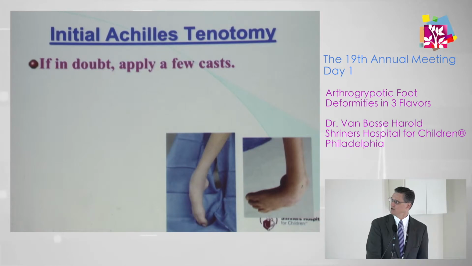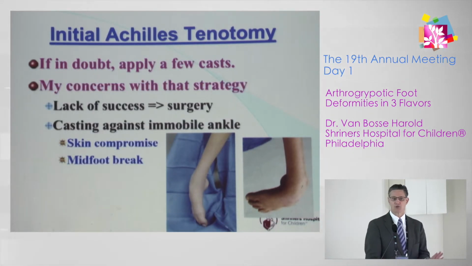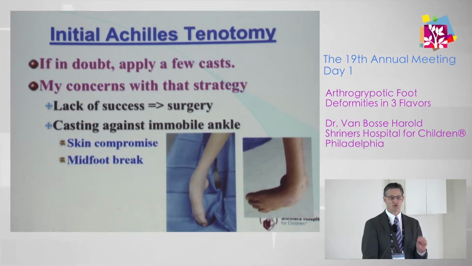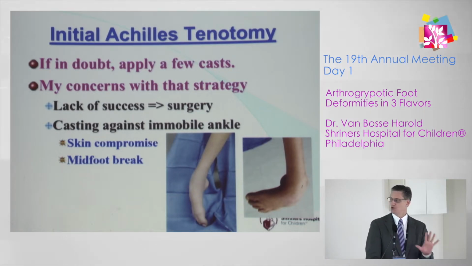Here's a child with multiple procedures before he came to us. So we start with a few casts just to loosen things up. I sometimes worry about telling people about doing this, because they'll do a few casts, not achieve anything, and instead of going just to an Achilles tenotomy, they decide that they're just going to abandon ship and go for a full-out procedure. And that, I think, is a shame.